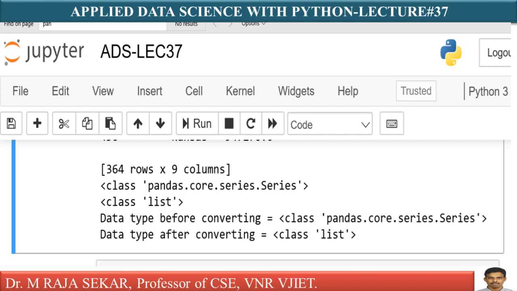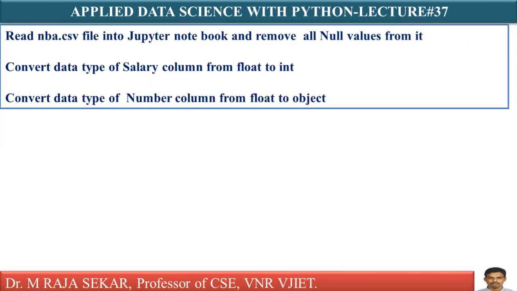We will try to implement all these things in a detailed manner. Now again, let me take one more simple example. Read the nba.csv file into Jupyter Notebook. I already discussed removing null values. This also we removed. Convert the data type of the salary column from float to int, and convert the data type of the number column from float to object.